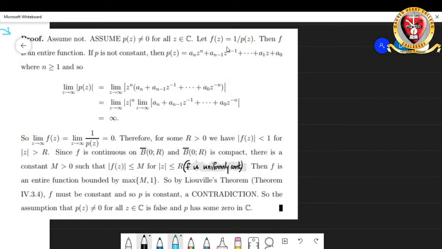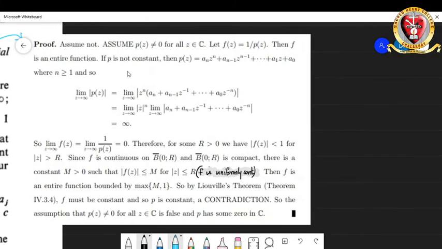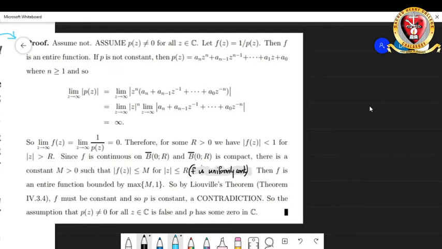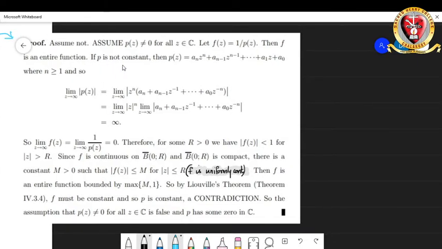Then we define a function f of z is equal to 1 by p of z. It is well defined because p of z is never 0. Then f is an entire function because the denominator is never 0. Assuming p is non-constant, p of z being a polynomial has the form a_n z raised to n plus a_{n-1} z raised to n minus 1 plus etc plus a_1 z plus a_0, where n is greater than or equal to 1. So as z tends to infinity, modulus of p of z is considered, and from the usual limit process you get that it is equal to infinity.